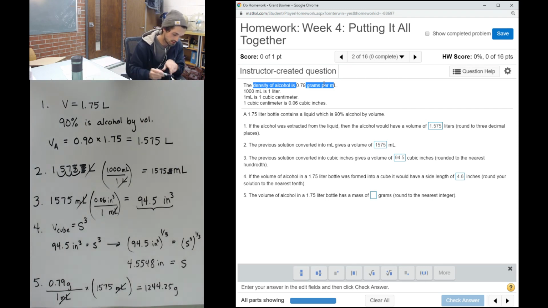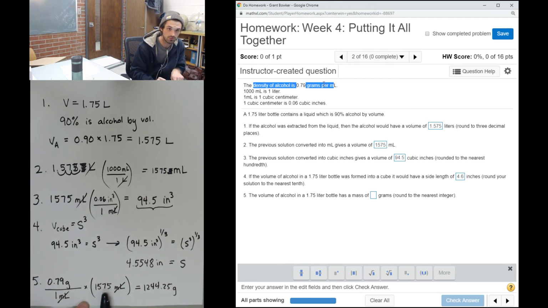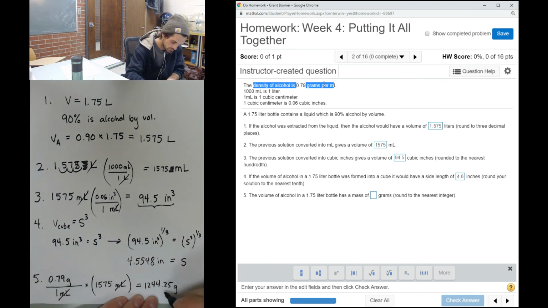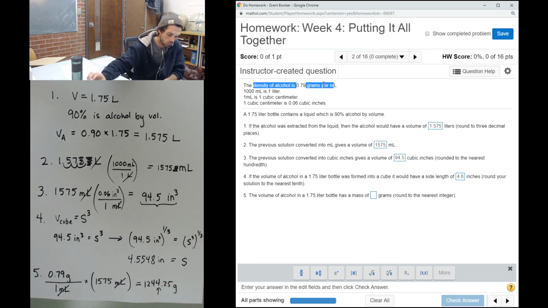So for this last one, I took the volume of the alcohol represented in terms of milliliters, and that was because this density that I'm given is in terms of milliliters. I have this many grams for every milliliter, so if I multiply by the number of milliliters, I have the total number of grams. We were to round to the nearest integer, so rounding this to the nearest integer would be this whole number. It's occupied by the 4. Looking just to the right, I see a 2. It's not big enough to round up, so 1,244.